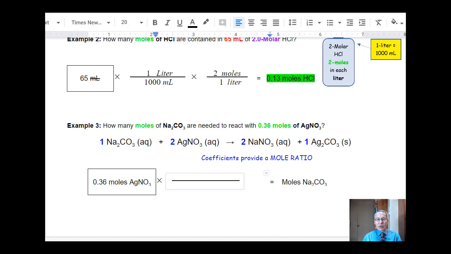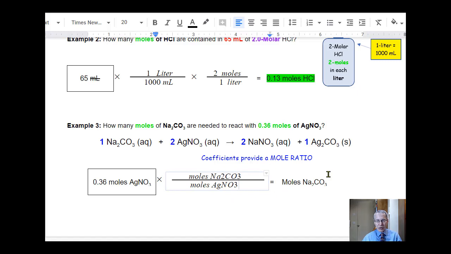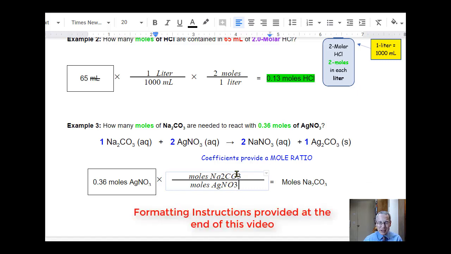All right, so now I need what's called a mole ratio. I want moles of Na2CO3 on the top. I want moles of AgNO3 on the bottom. And once again, let's make it fit in the box. Okay, there we go. Moles of sodium carbonate on the top, moles of silver nitrate on the bottom. If you want to make this look nice, you can. In this case, I'm not going to bother.